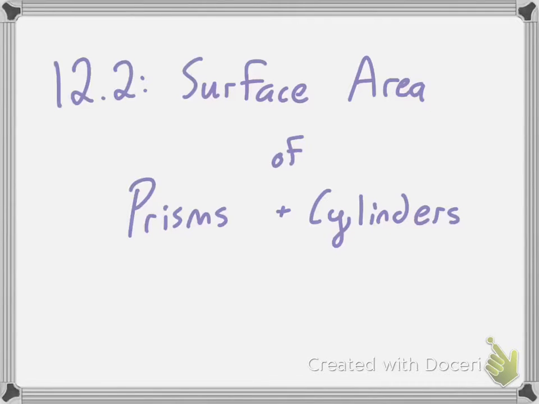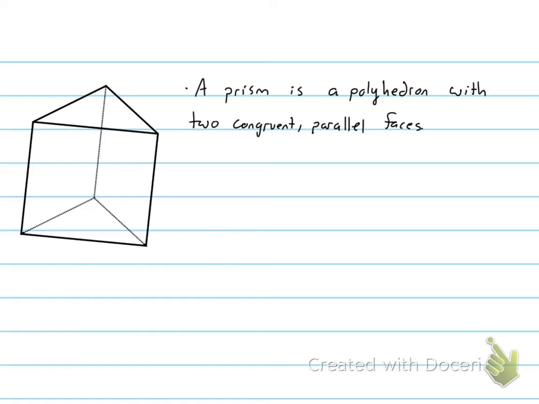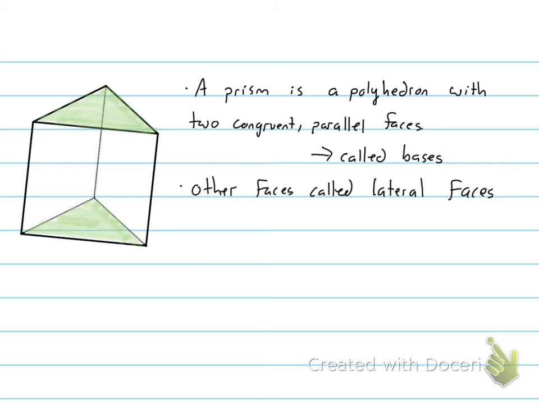In section 12.2, we're going to be talking about the surface area of prisms and cylinders. So to start here, the basic definition of a prism is just a polyhedron with two congruent parallel faces. We call those our bases, and all the other faces we call our lateral faces.